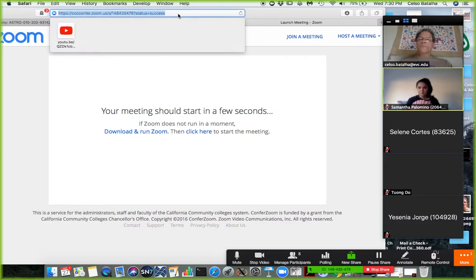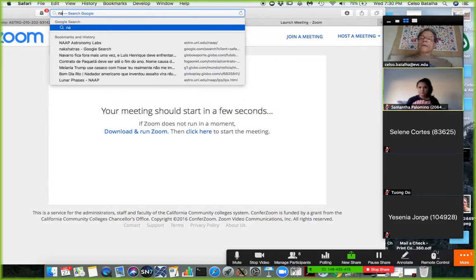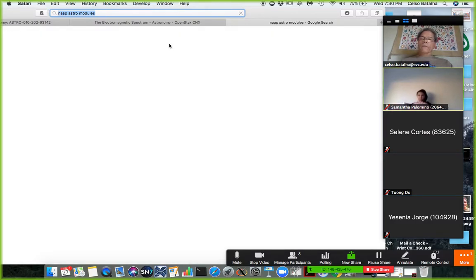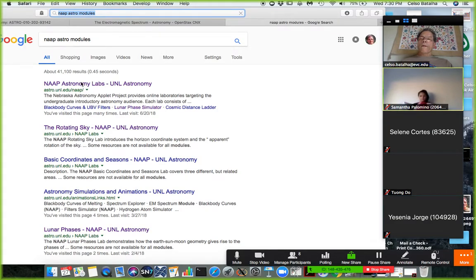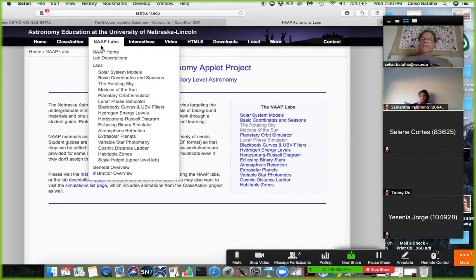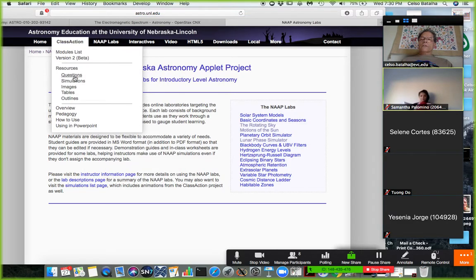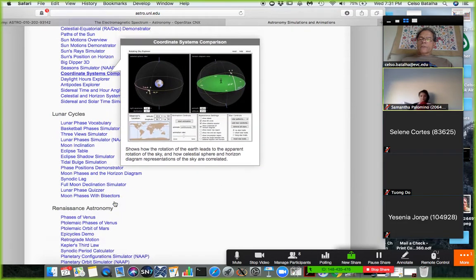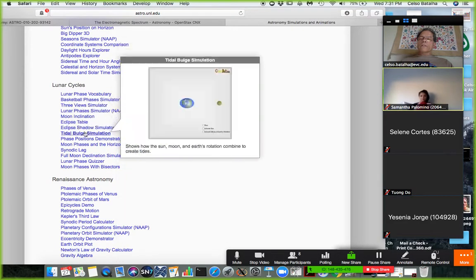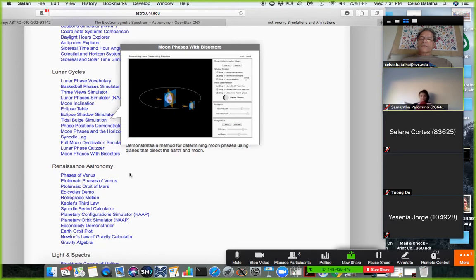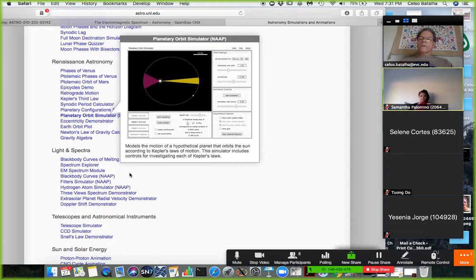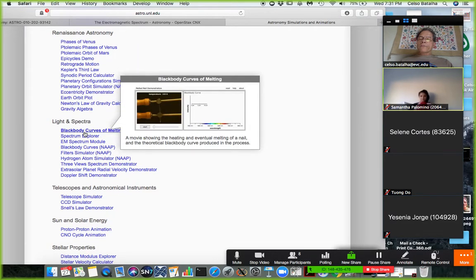body radiation. And for that, I'm going to go to my NAP Astro modules. And I go to my class actions and I choose simulations. And there is a nice simulation here. By the way, you guys could explore if you want to learn more stuff about astronomy. This is such a great resource. Light and spectra, black body curves.